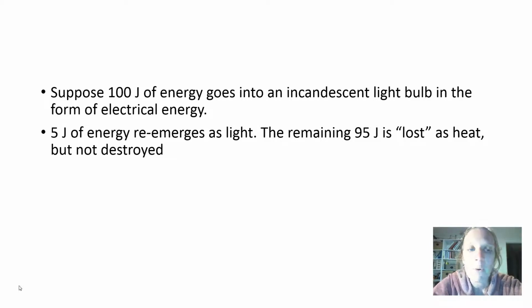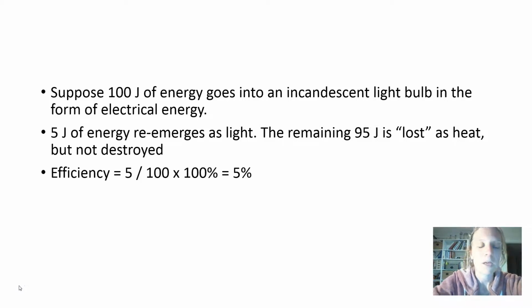But because the point of a light bulb is not to generate heat, the heat is useless and we say it's lost. So what's the efficiency of our light bulb? Efficiency is equal to the useful output divided by the input times 100%.